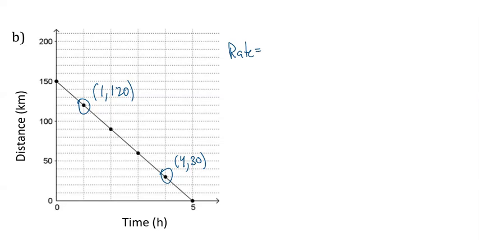30 minus 120. Very good, negative 90. And that negative is going to be super important, isn't it? Because it's going to describe our line in a really important way. 4 minus 1 is positive 3. So what does this work out to? Negative 30. And what are our units?